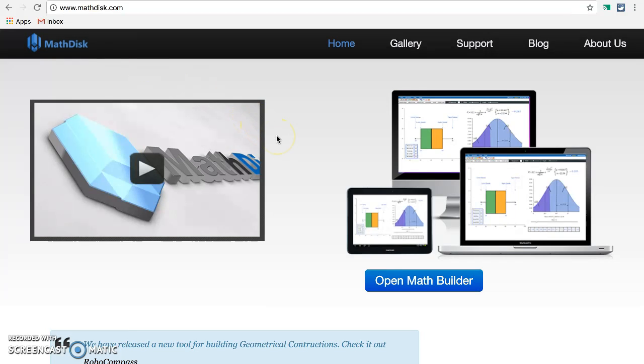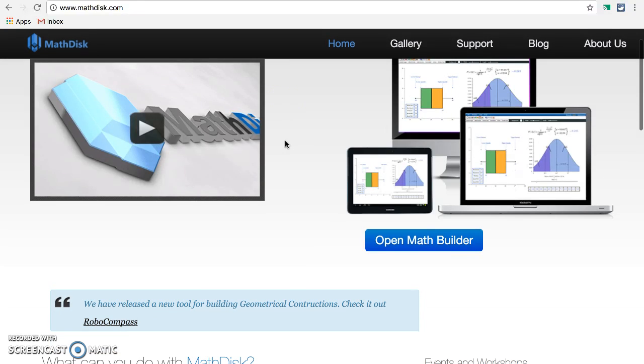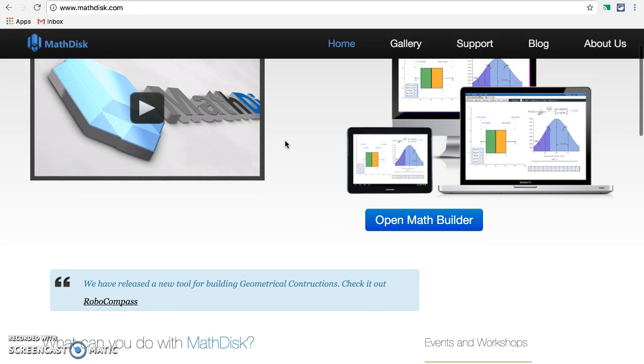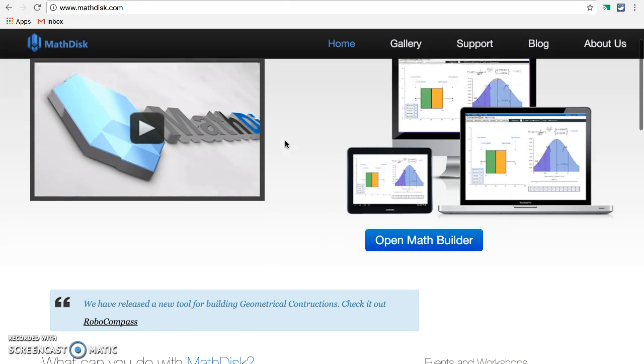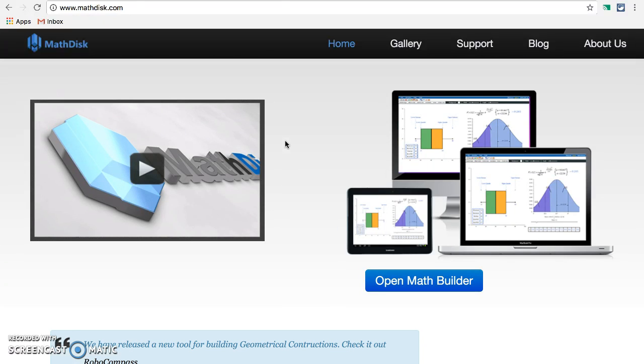And within MathDisk, my target audience on this one is going to be a little bit higher level. It's probably going to be an upper level math classroom, which would be calculus level or above. And this is probably a little bit more difficult type of an app to use than the normal math classroom teacher at the lower levels would want.